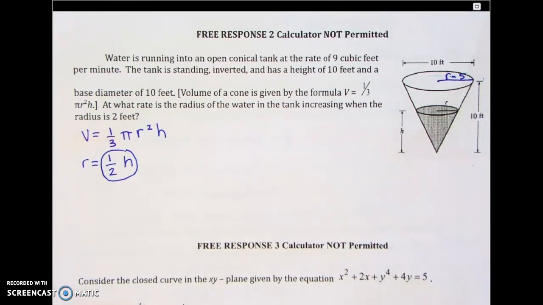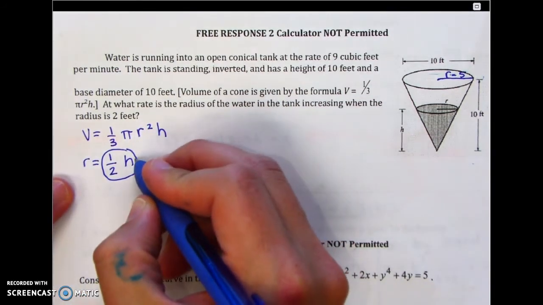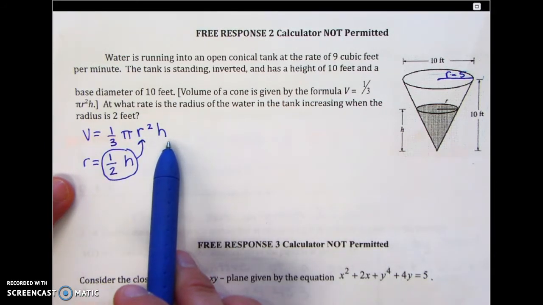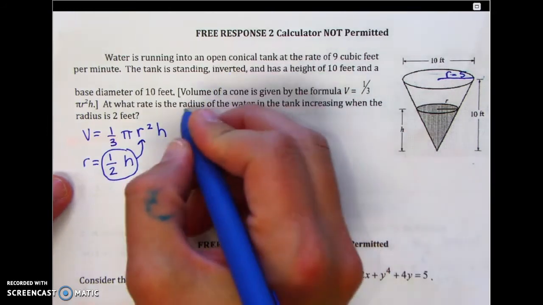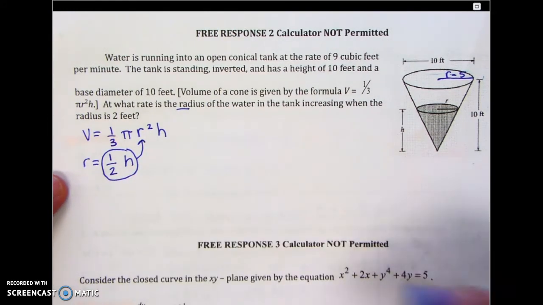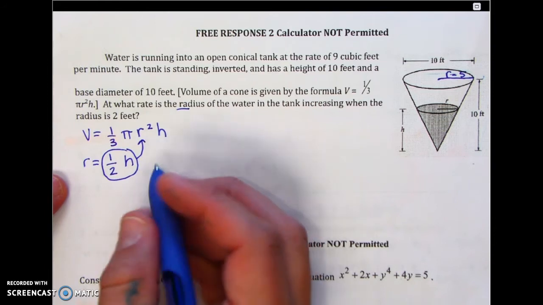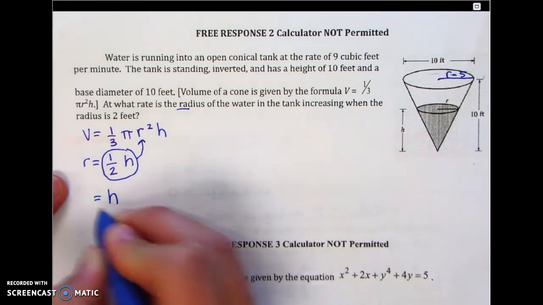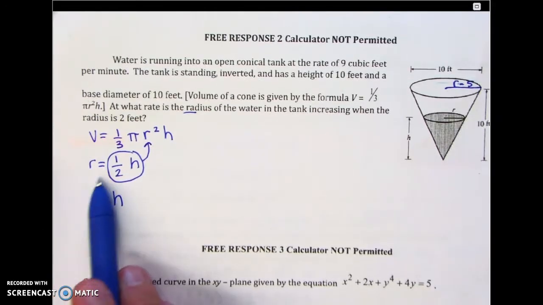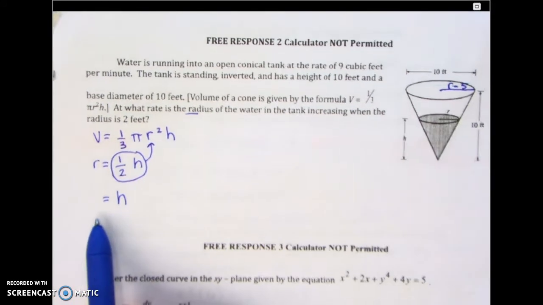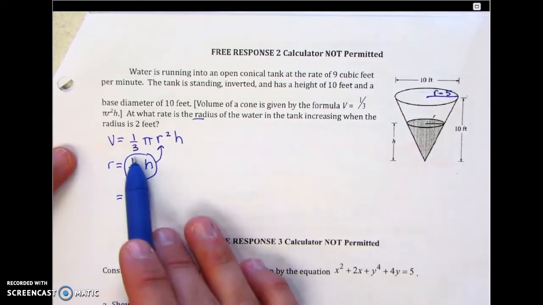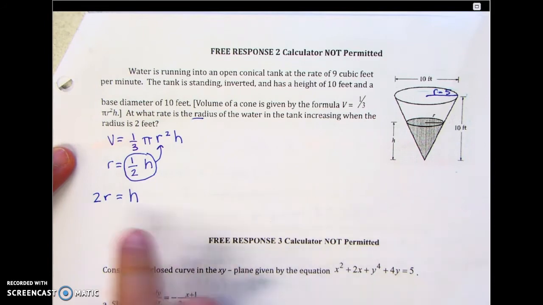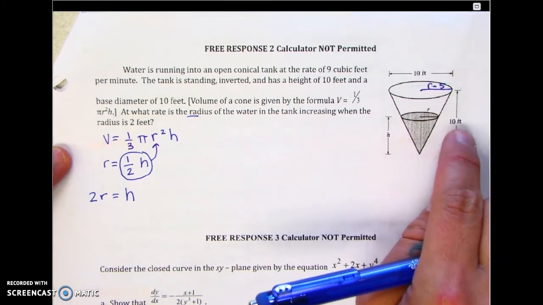Hold on a minute. If I take this and plug it in for R, will I have R's in my equation? No, I'll have all H's. But we want R's, don't we? Okay, so let's think about this. We actually want to substitute in for H, so we need an equation that says H equals. Well, if R equals 1/2 H, then H equals what? How do I move that 1/2 to this side? Does H equal 2 times R? Double check the picture. 2 times 5 is 10.